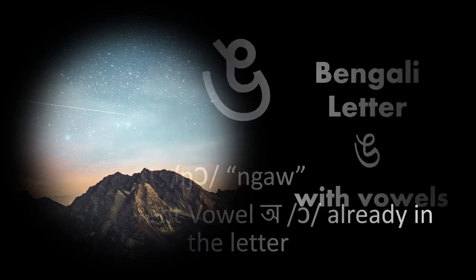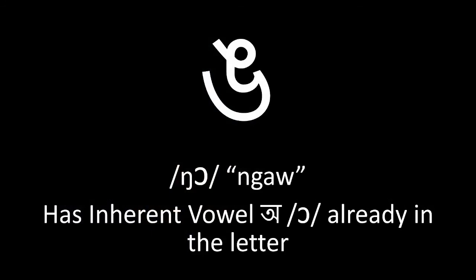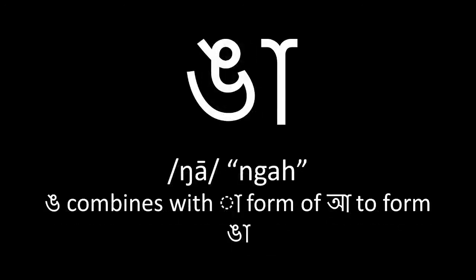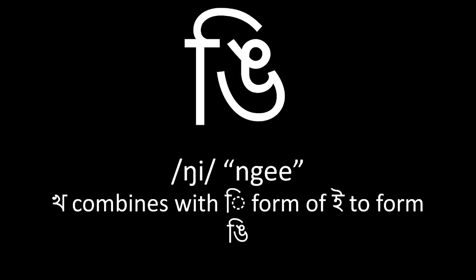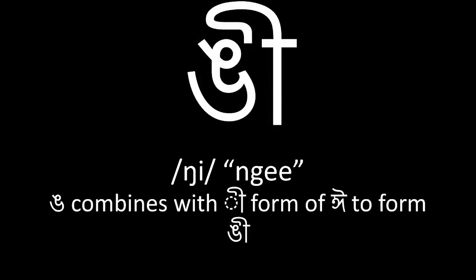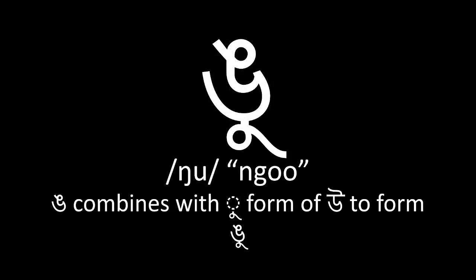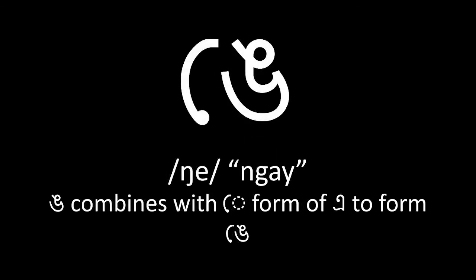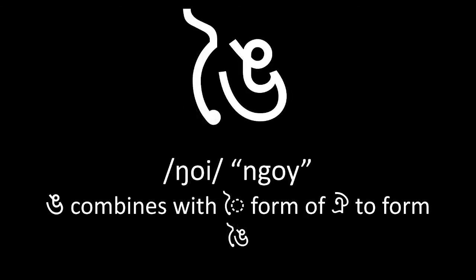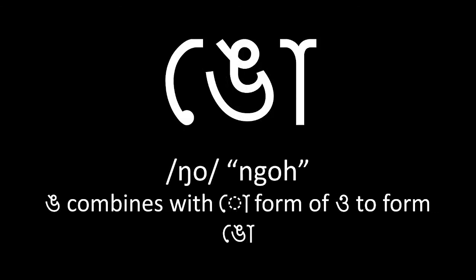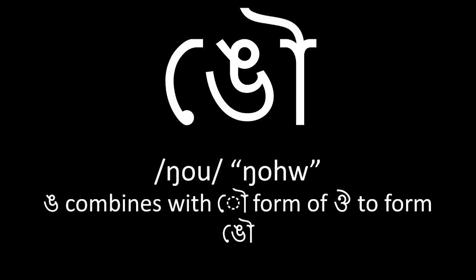Usually this form combines with other consonants. But in this case, we're just going to run through all the vowels here. Ngo. Here's the independent form. Ngo. Nga. Ngi. Ngu. Nge. Ngoi. Ngo.